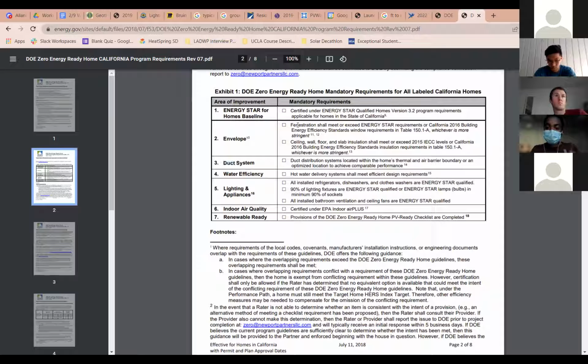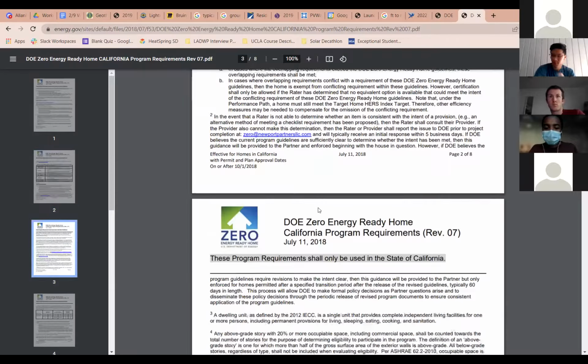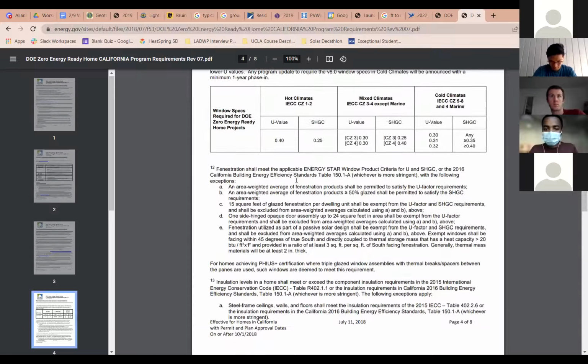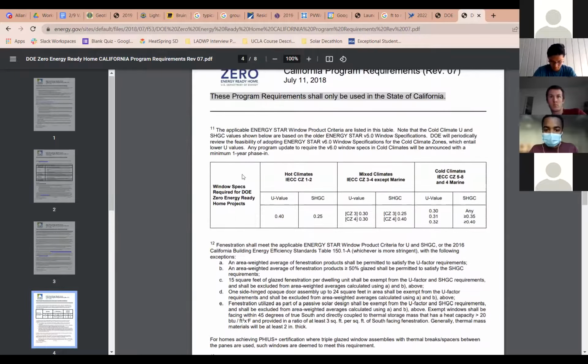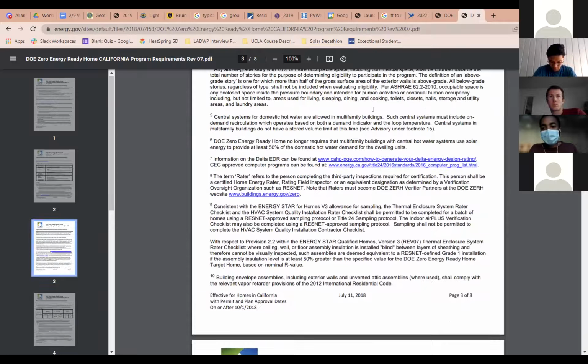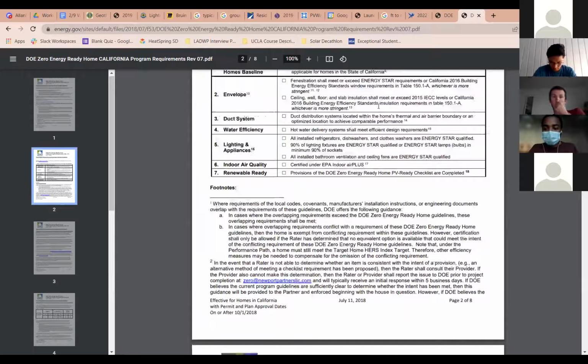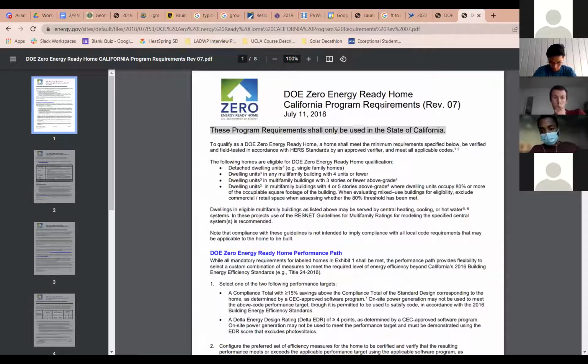So specifically on the envelope side for engineering A, you can see the footnotes that they have here, 10, 11, 12, 13. If you scroll down, you can find those here. These talk about window specs and what have you, fenestration, etc. So that's pretty much what I wanted to share on my end. And this is what we're going to use to make sure that our engineering designs abide by these requirements, essentially.